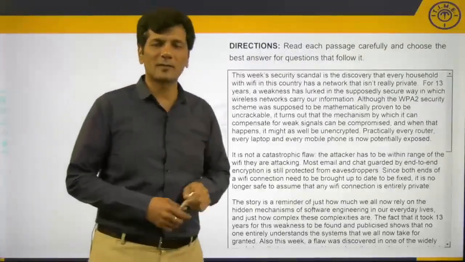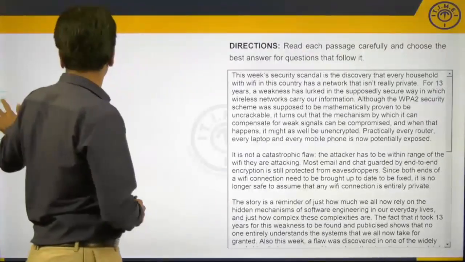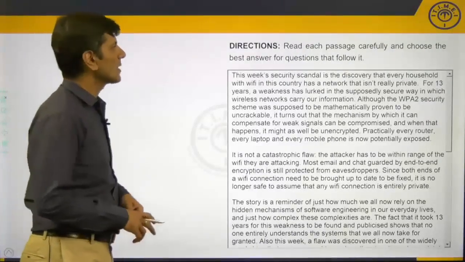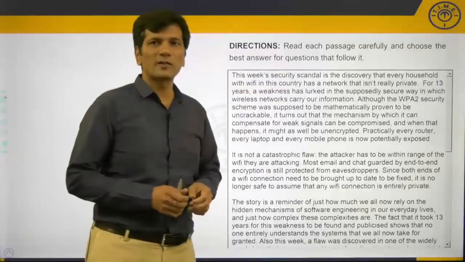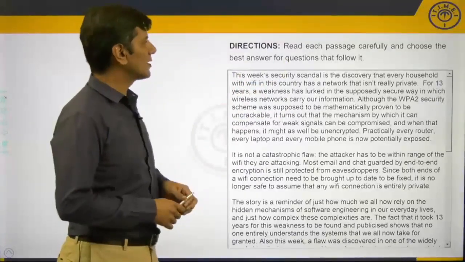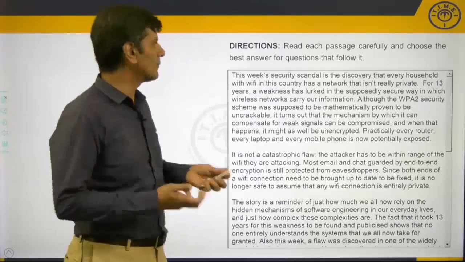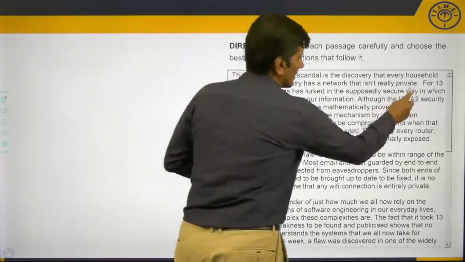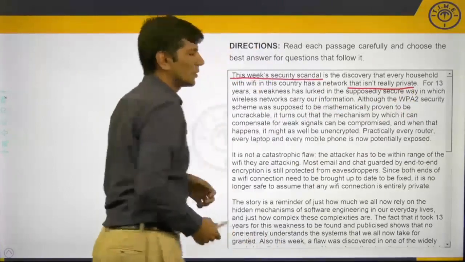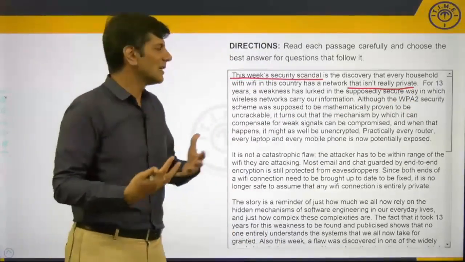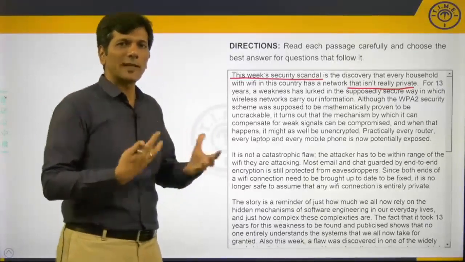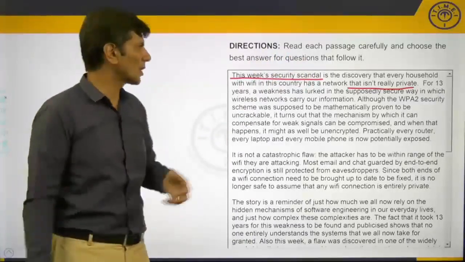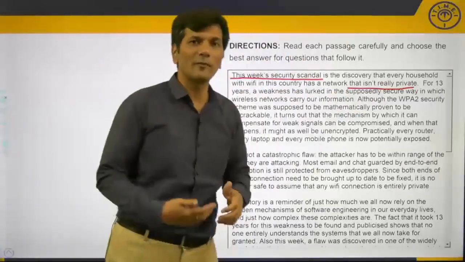Let's take a look at the next passage. Let's spend some time in understanding this passage before we move to answering the questions. Read the passage carefully, choose the best answer for questions that follow. This week's security scandal is the discovery that every household with Wi-Fi in this country has a network that isn't really private. Okay, it says this week's security scandal. So you probably will be able to understand and infer that this is probably some kind of a news item or an analysis of a recent happening on, let's say, cybersecurity, because we're talking about Wi-Fi not being really private.